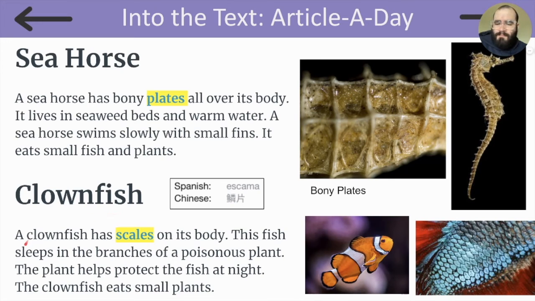Clownfish. A clownfish has scales on its body. These are the scales. In Spanish, we say escama. This fish sleeps in the branches of a poisonous plant. The plant helps protect the fish at night. The clownfish eats small plants. I remember the clownfish from the movie Finding Nemo. Have you seen that movie?